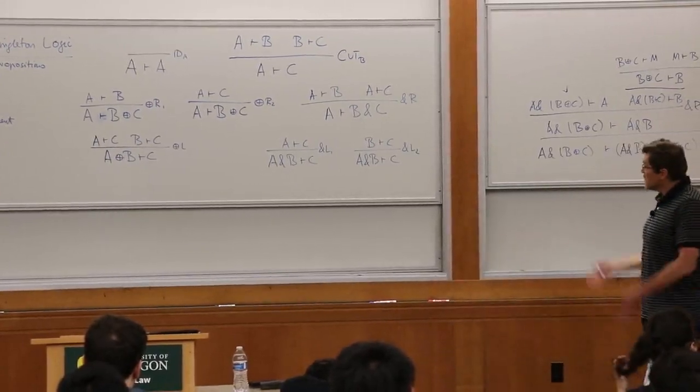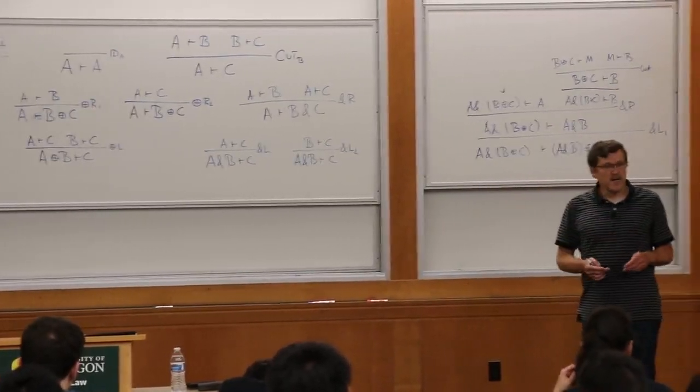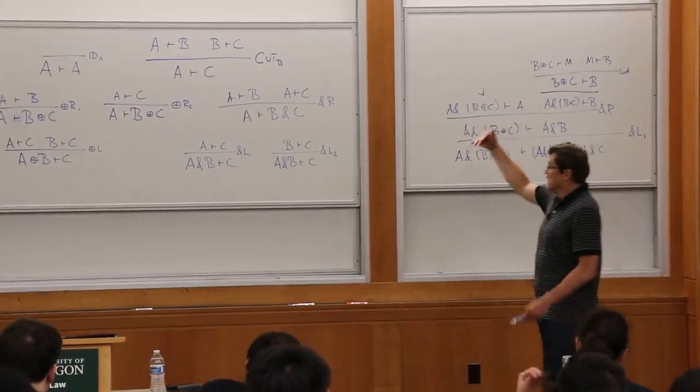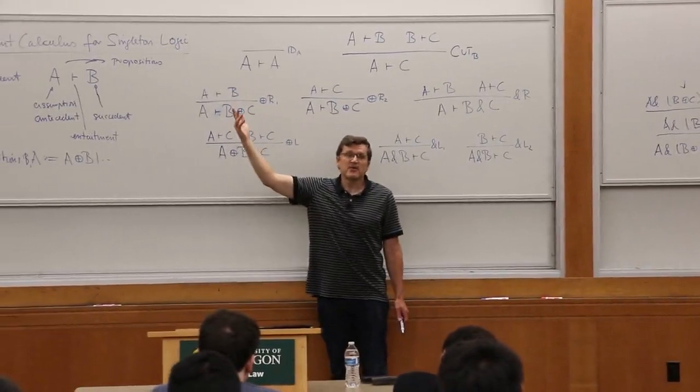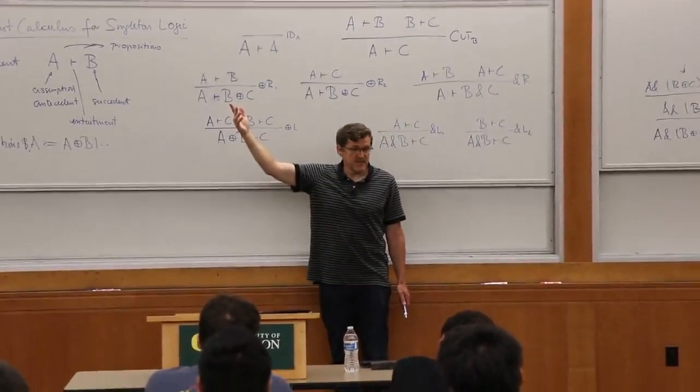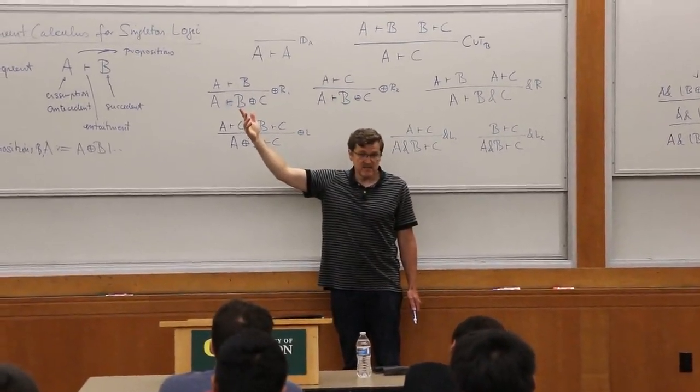So if you're trying to prove something, there may be some choices about which rule you apply. But in each case, eventually, you will either say, okay, I'm going to use the identity, or you will fail to be able to prove it because no rule applies. Okay, does that make sense?